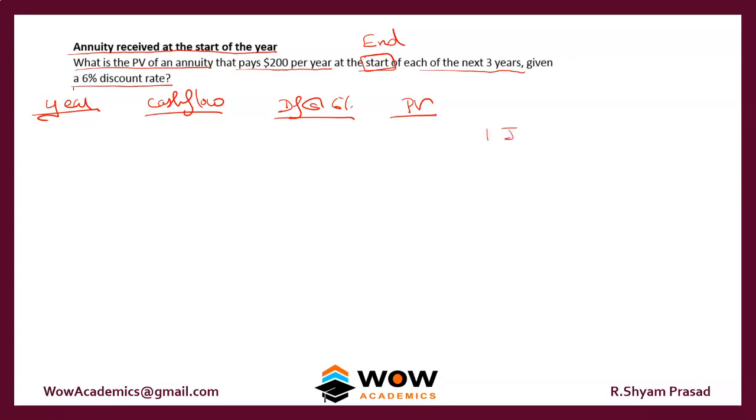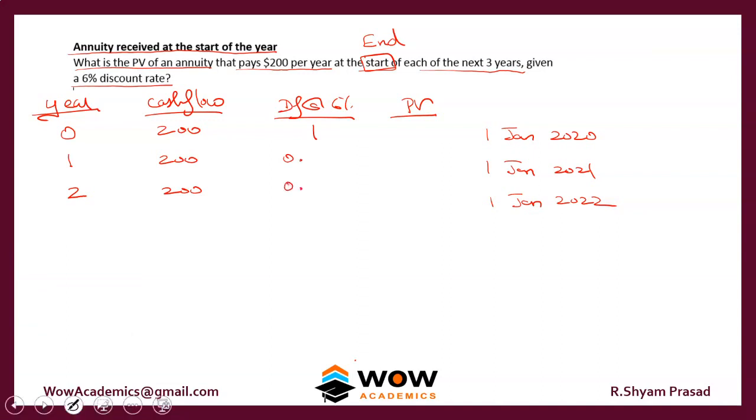Today is 1st Jan 2020. The next payment is going to be received on 1st Jan 2021 and then 1st Jan 2022. Today, any amount that you receive will be noted as the 0th year. The next year will be the 1st year, then the next year will be the 2nd year. The cash flow received is the same, 200. The factor for the 0th year is always 1. From there on you get the decimal numbers: this will be 943 and this will be 890. So you'll multiply and get the numbers.